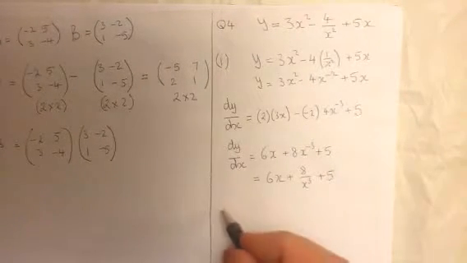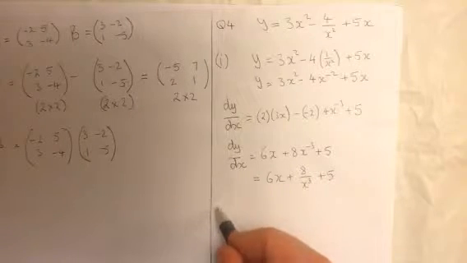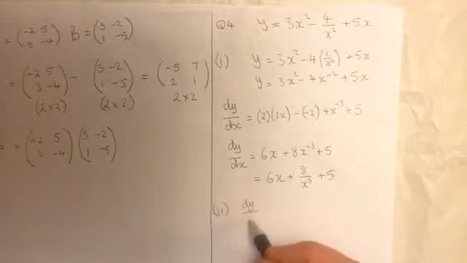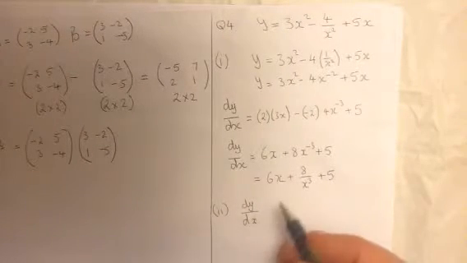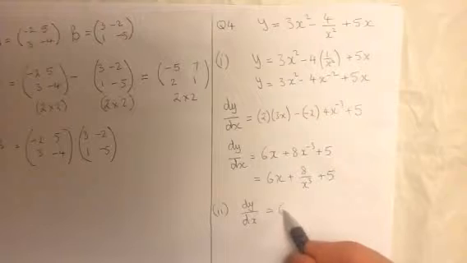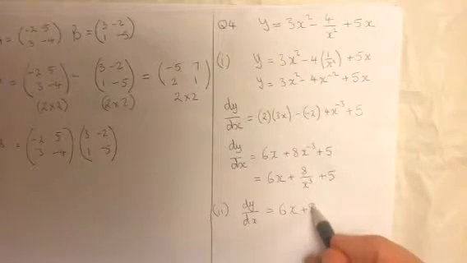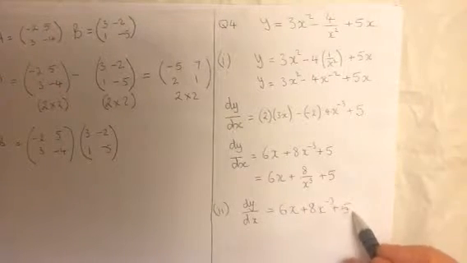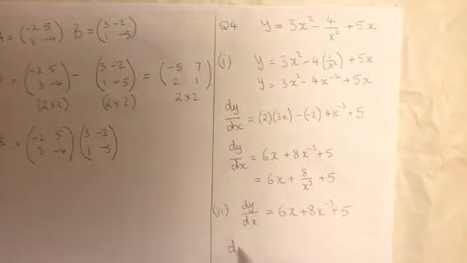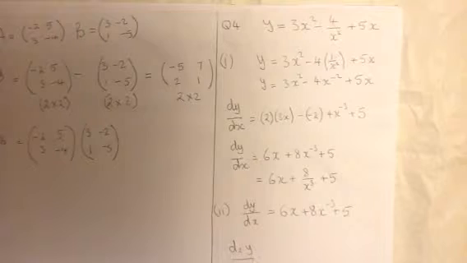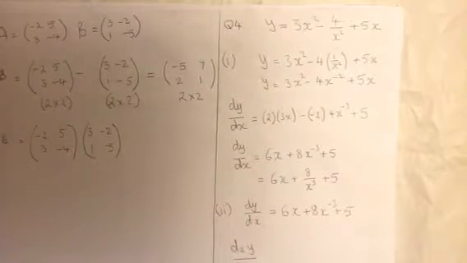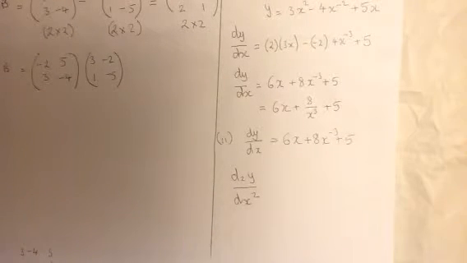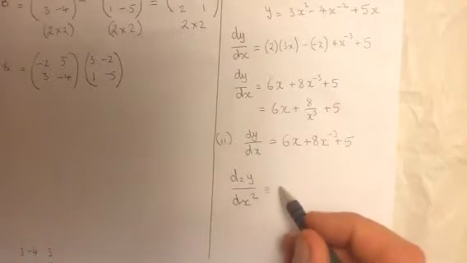So in part 2, if we're going to find d2y/dx squared, we have to differentiate dy/dx. So we're going to start off with the form that had everything written as a power of x. So differentiating dy/dx gives you d2y/dx squared. So as in the previous part of the question, multiply by the power, reduce the power by 1.